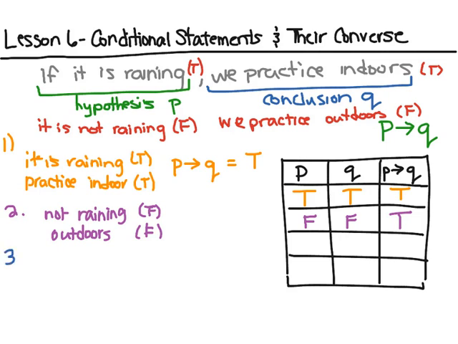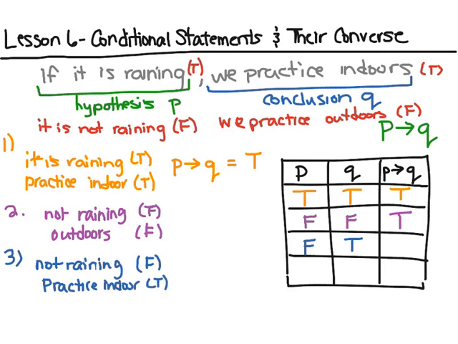Our third option is if our P is false and our Q is true. So we want our P to be false, so it's not raining. Oh, I spelled raining wrong. So that would be false. And we're practicing indoors, which is true. So if it's not raining outside, you still can practice indoors. No one says that you can't. So we know that this would also be true altogether.